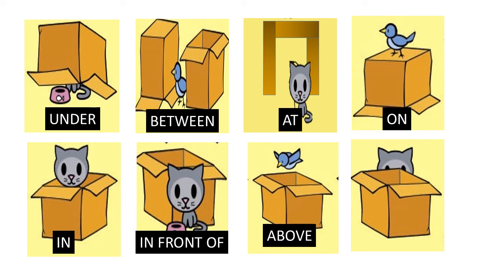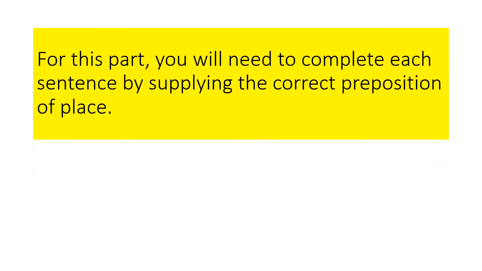Let us start. The pot is blank the table. What do you think is the preposition that will complete this sentence? On. That's right.